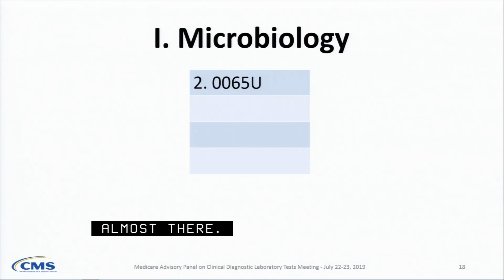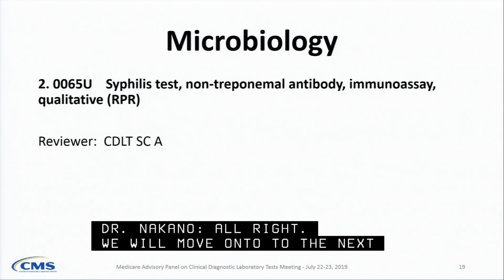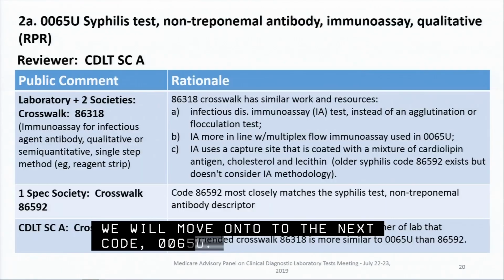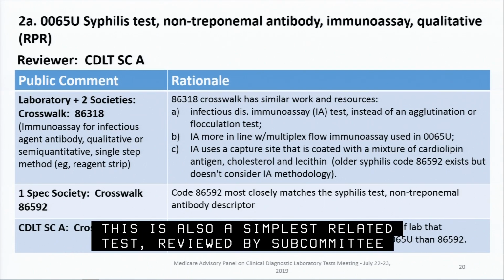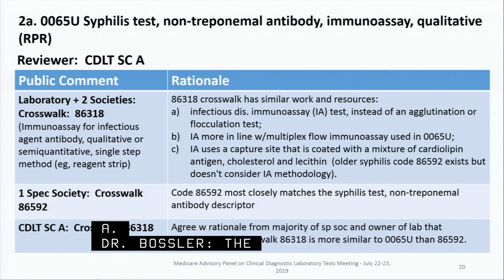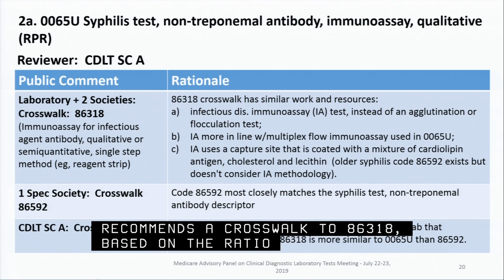All right, we're going to move on to the next code, and that is 0065U. This is also a syphilis-related test. It was also reviewed by Subcommittee A. I'm going to turn this over to Dr. Bossler. So the subcommittee recommends a crosswalk to 86318, and this was based on the rationale from the owner of the code and the specialty societies.